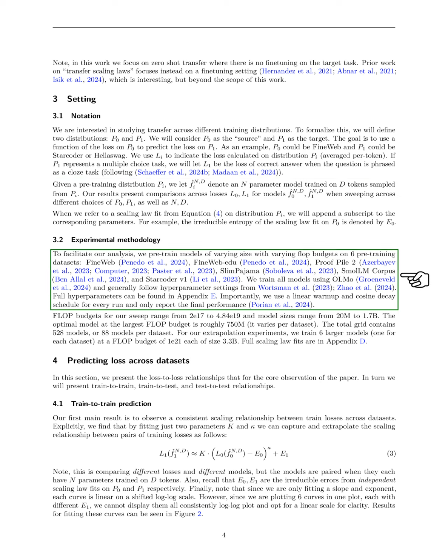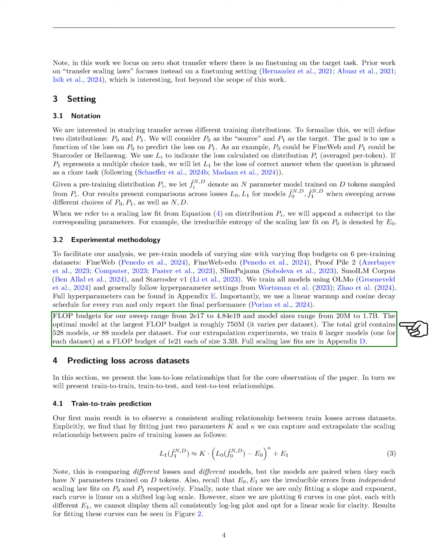To support our analysis, we pre-train models of different sizes and FLOP budgets on 6 datasets: FineWeb, FineWeb Edu, Proof Pile 2, SlimPajama, SmolLM Corpus, and StarCoder V1. We utilize OLMo for training and adhere to specific hyperparameter settings, which are detailed in the appendix. We implement a linear warm-up and cosine decay schedule for each run, reporting only the final performance.